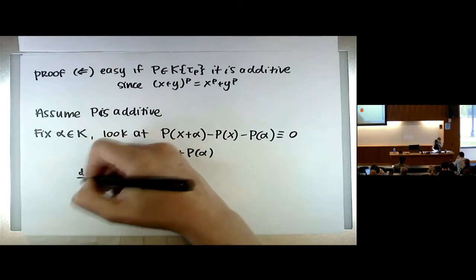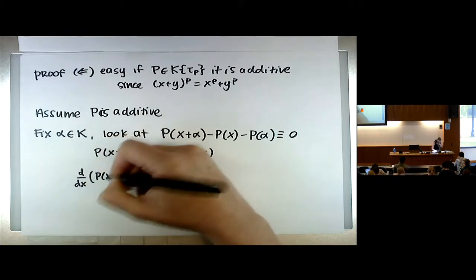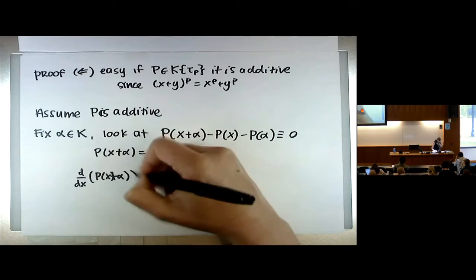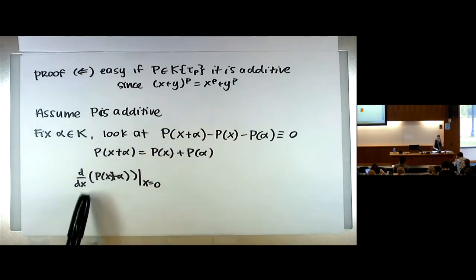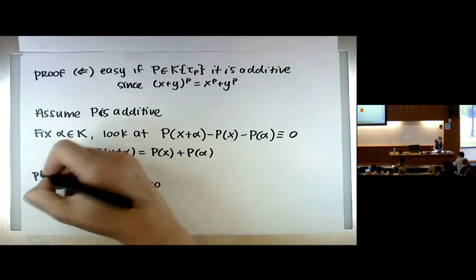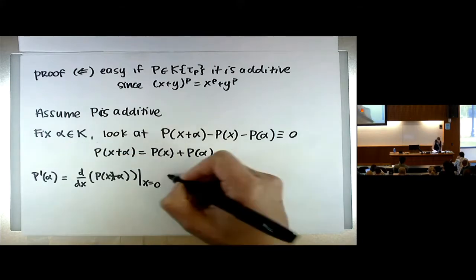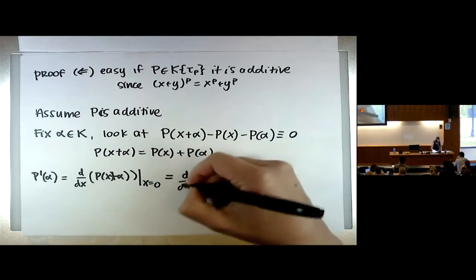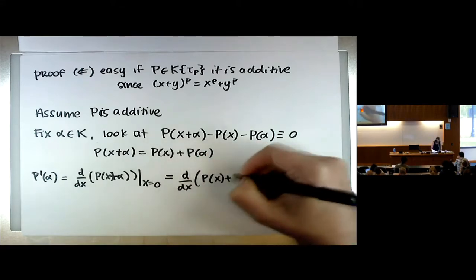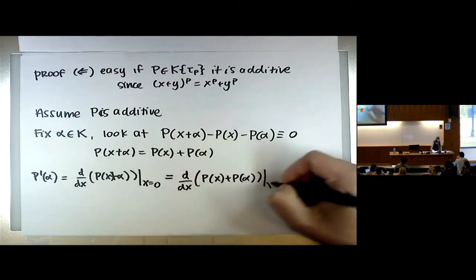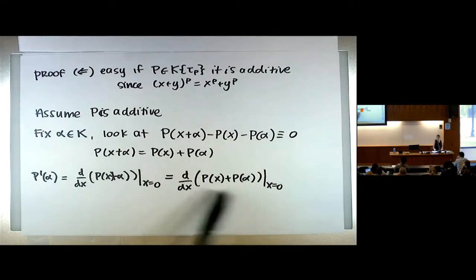Okay, so on this side, if I differentiate and I plug in x equals 0, well, I get P prime of (x + alpha) times 1. Chain rule, right? Still works. Then I plug in x equals 0, so that's P prime of alpha. And on this side, if I take the derivative, it's even easier, and I plug in x equals 0. Well, that's P prime of x, and P of alpha is a constant, its derivative is 0. So that's P prime of 0.